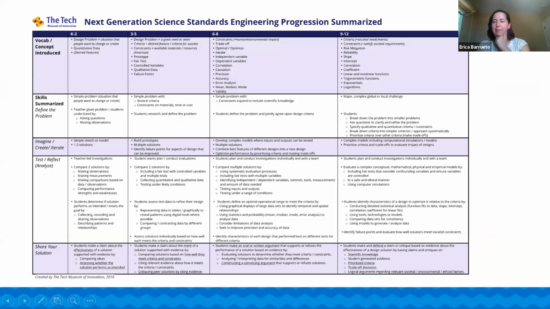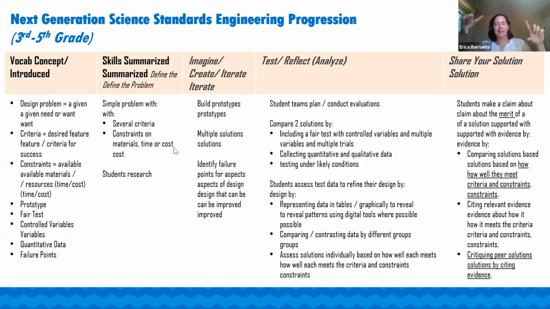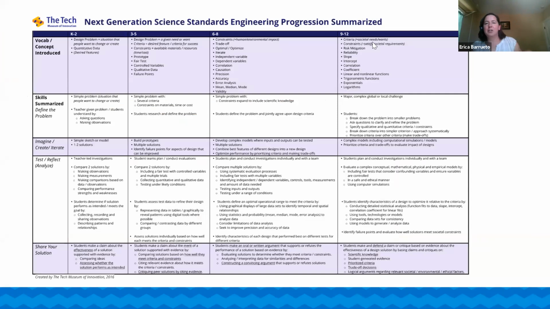So I wanted to show you this beast of a chart, and we'll share it out with you as part of the follow-up materials. It's best to print it on a larger piece of paper. It's the Next Generation Science Standards Engineering progression, which unlike everything else in NGSS they did not make into a chart, but we did. So it's got K-2, 3-5, 6-8, and 9-12, just like all of the DCIs as a progression. And it's got these specific areas for vocabulary, concept introduction, skills in defining the problem, imagining, create, iterate, test and reflect, analyze, and sharing your solution. So this is all the language from NGSS that we have put into a progression chart.